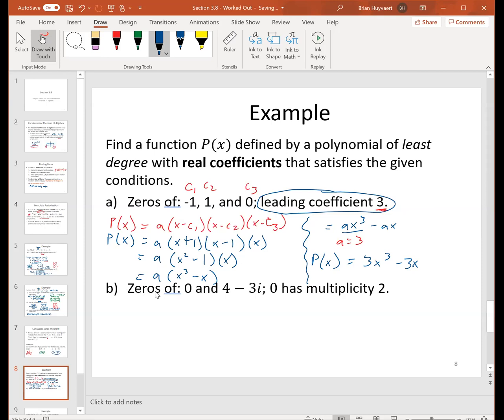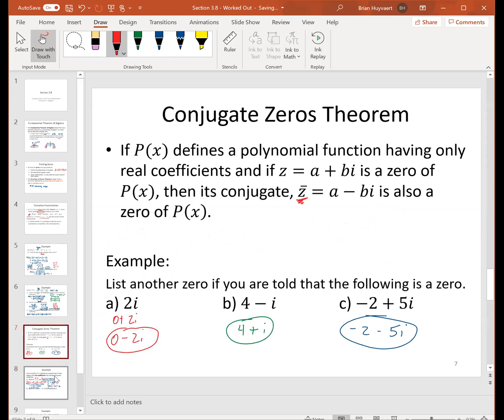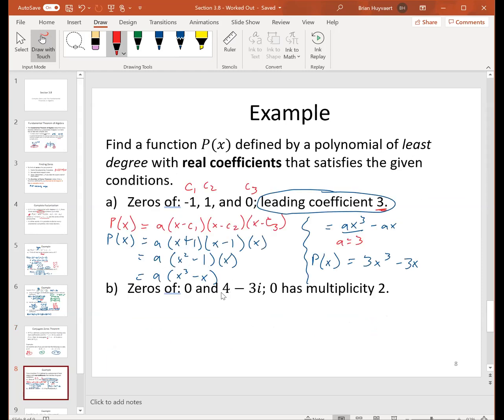Okay, in the second part, B, we have zeros of 0 and 4 minus 3i. So we have 2 different zeros here, but what we know from that previous theorem, the conjugate zeros theorem, is that if you have something in the form a plus bi, if that's a zero, then you get another zero for free, a minus bi. So let's come back here. Well, 4 minus 3i is a zero. I guess that means so is 4 plus 3i. And then we have this other piece that 0 has a multiplicity of 2.